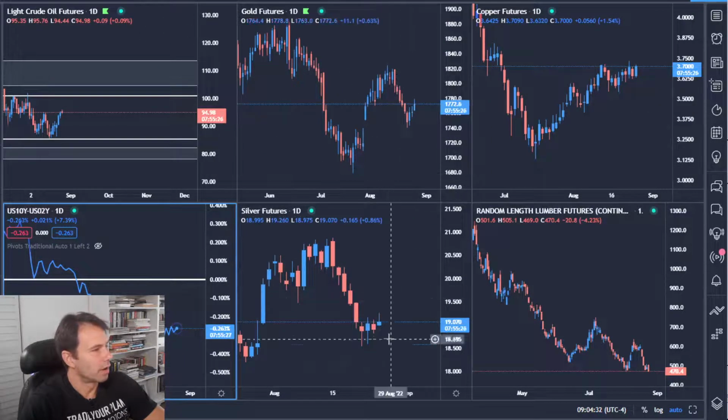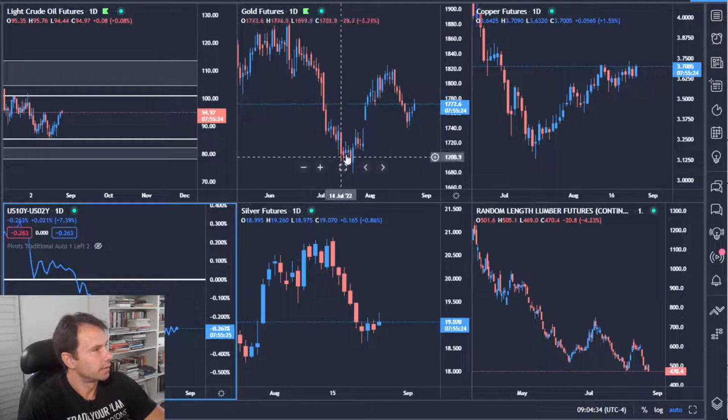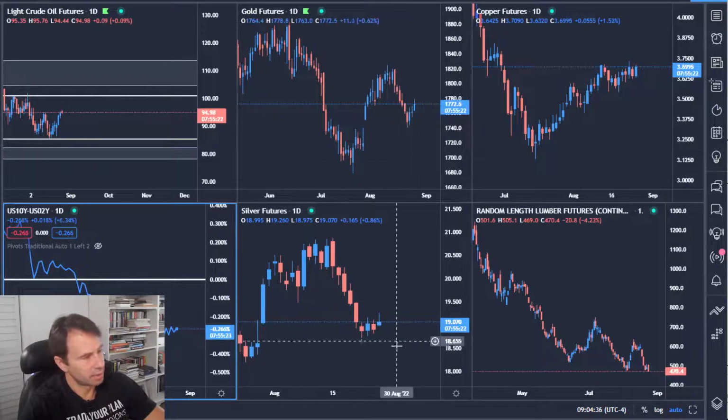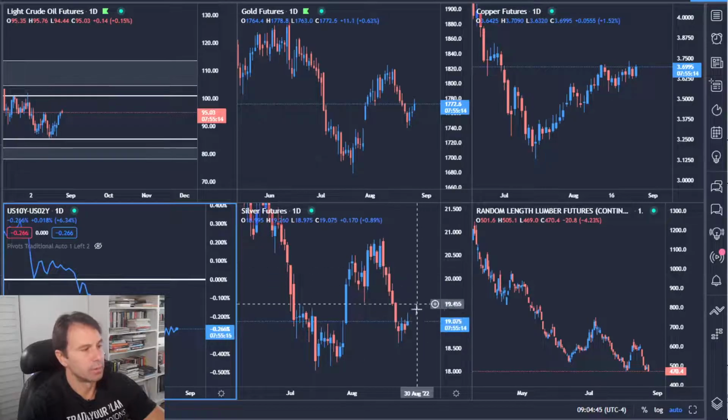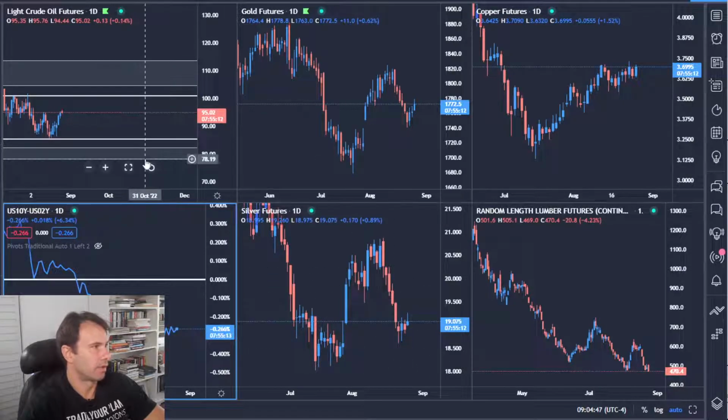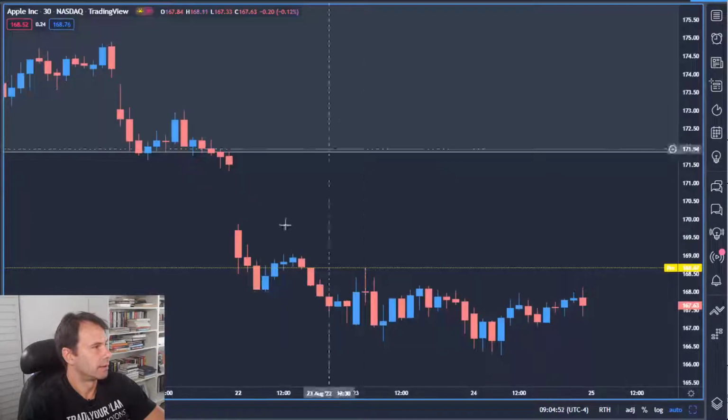Gold and silver are neutral today, which makes me skeptical on the dollar move, because if the dollar has gone down, these should have been going up, but they didn't. So I think the dollar is stronger than we think here, right?